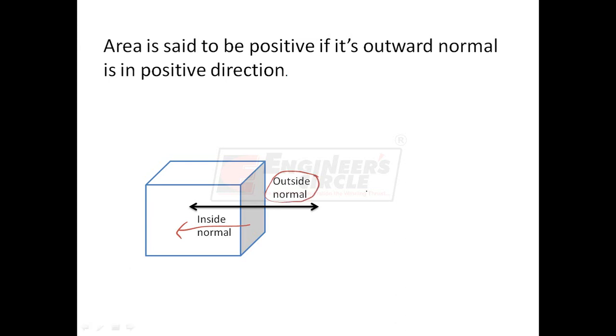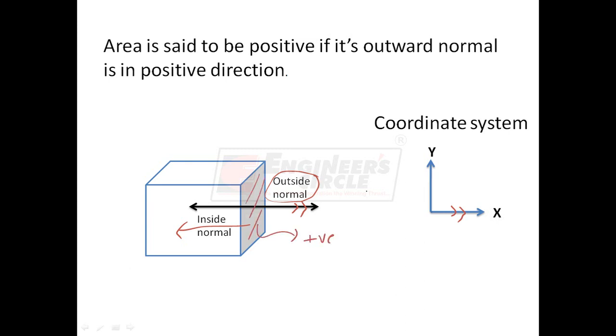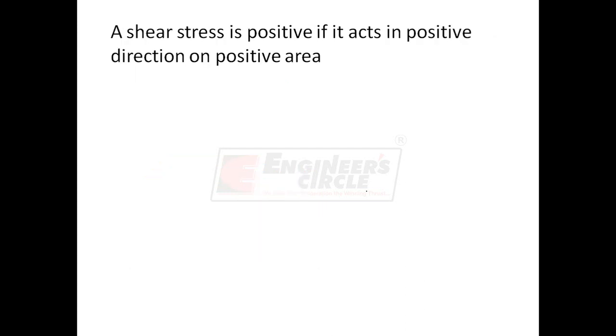To consider the sign of outward normal, first draw coordinate system. Let the coordinate system be like this. As you can see, this outward normal is pointing in the positive direction of x-axis. Therefore, we will call this shaded area as a positive area. So, let's come back to the sign of shear stress. A shear stress is positive if it acts in positive direction on positive area.